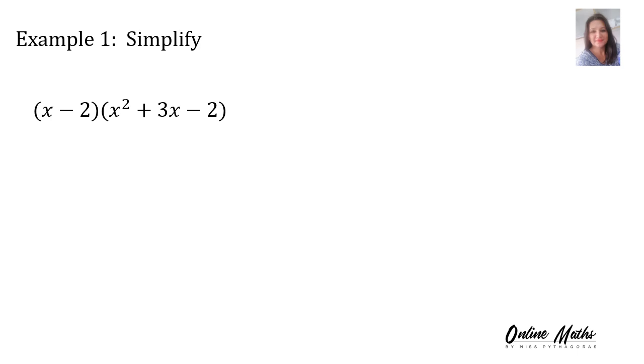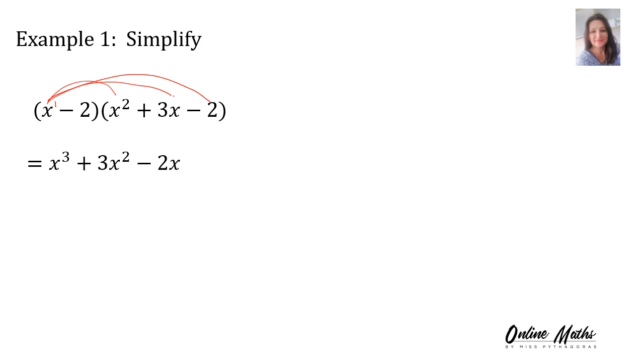So what we're going to do is we're going to take the x and multiply with all three terms. But remember, when you multiply, you add exponents. So on the x, there's an invisible 1. So just keep that in mind. So we're going to say x times x squared is x to the 3. X times 3x is 3x squared. And x times negative 2 is negative 2x.